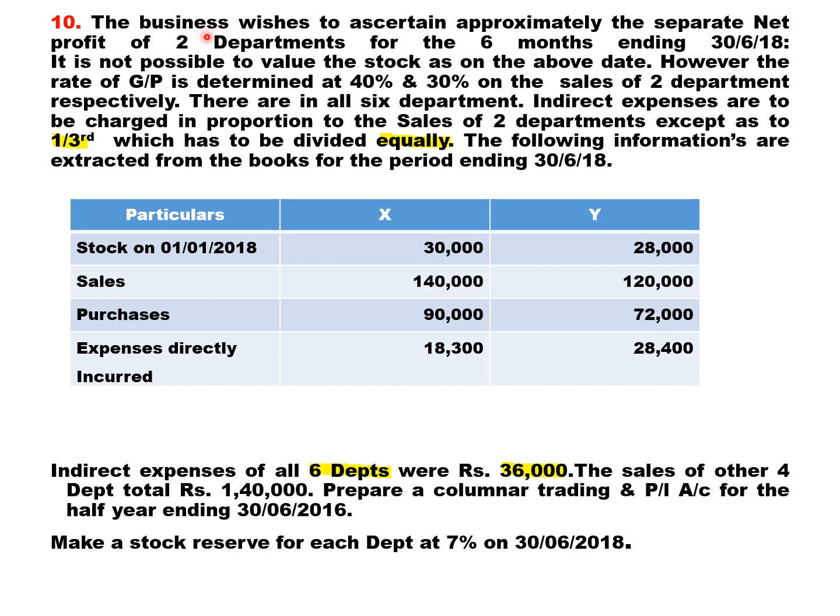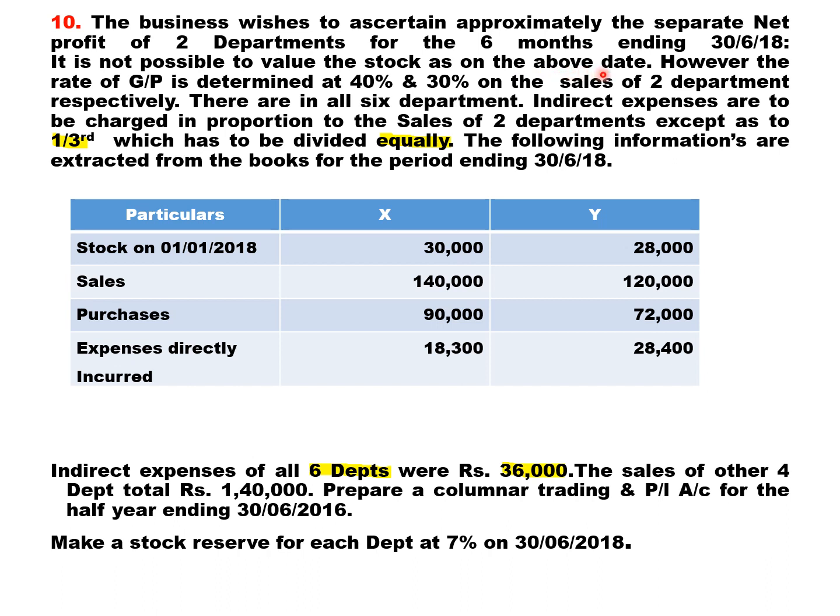Now let us understand in detail. The business wishes to ascertain approximately the separate net profit for two departments for 6 months ending 30th June 2018. So students, conclude: the problem is only for 6 months ending. It's not an account for 1 year, it's an account for the half year ending. Number 2, you need to work out the problem only for two departments, department X and department Y.